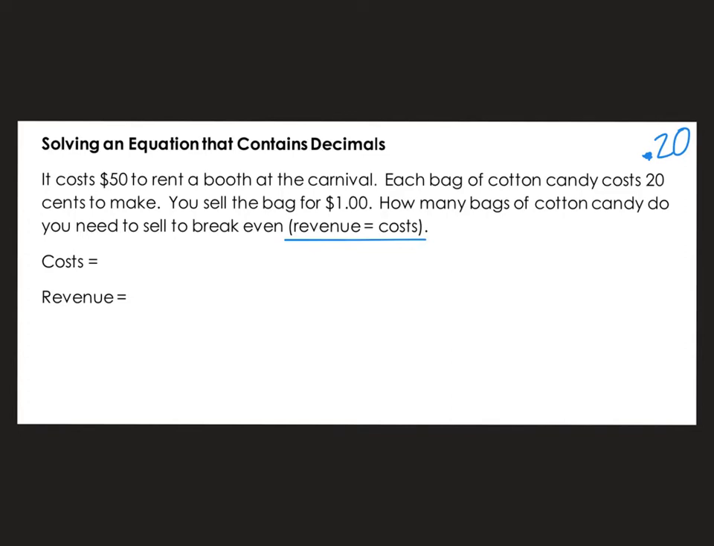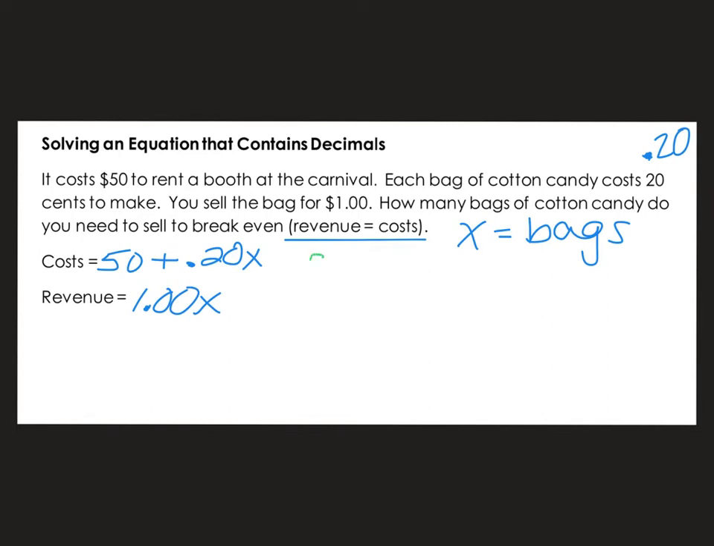So let's see. It costs $50 to rent a booth, so 50 is part of our cost. Each bag costs 20 cents to make, so we're looking at each bag being 20 cents a bag. So x is going to be bags. Fair enough? And it says you sell the bag for $1 a piece. So here's our dollar and x. In order to set up this equation, we would have 50 plus 20 cents x equals $1 x.